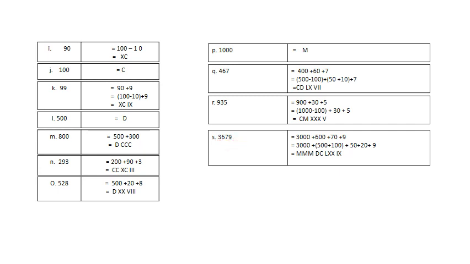Next one, 3679. We have written in expanded form 3000 plus 600 plus 70 plus 9. Now this 3000 we have written as 1000 plus 1000 plus 1000. 600 we have written as 500 plus 100. 70 we have written as 50 plus 20, and 9 we have written as 9, or we can say as 10 minus 1. Now in Roman we write down 3000 as 1000 plus 1000 plus 1000, in symbol as MMM.